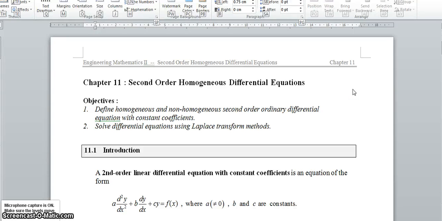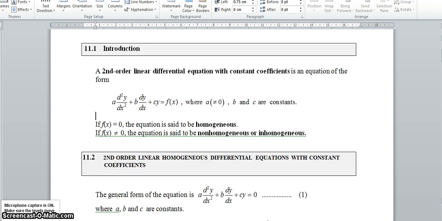In this lecture, we will be solving second-order homogeneous differential equations. In order to solve them, first we need to know what a homogeneous second-order ordinary differential equation is. We'll focus on those with constant coefficients. So, the definition says a second-order linear differential equation with constant coefficients is an equation of this form.